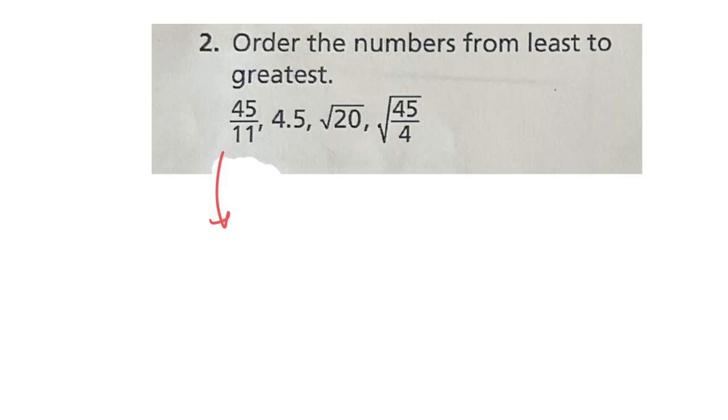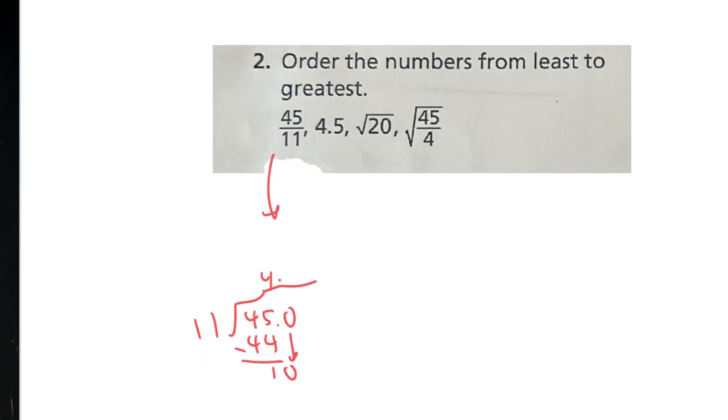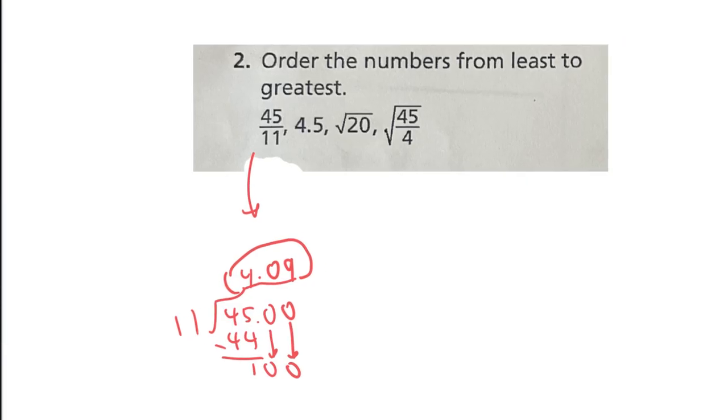So 45 over 11, that's really 45 divided by 11. Now, 11 goes into 45 four times. That would give you 44. Subtract 44, you have 1. You have this 0 that could drop down. 11 goes into 10 0 times, so you'd have to drop down another 0. And 11 goes into 100 nine times. So 4.09. So really, 45 over 11 is 4.09.